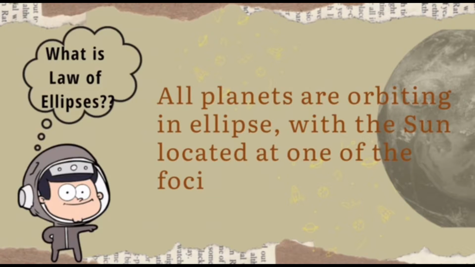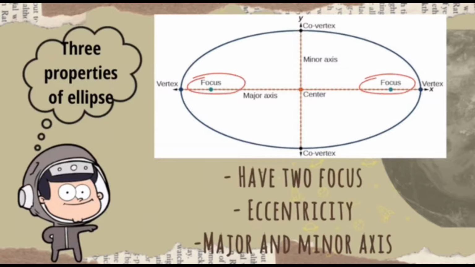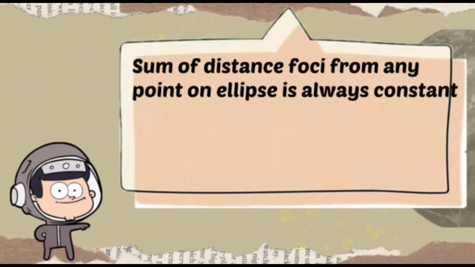Before we go further with the law of ellipses, what is an ellipse? We need to recall some things about the ellipse. This is the shape of an ellipse. As we know, an ellipse has three properties: two foci, eccentricity, and major and minor axes. Next are the properties of the ellipse. The first property is that an ellipse has two foci. Together they are called foci, and the sum of the distances from the foci to any point on the ellipse is always constant.